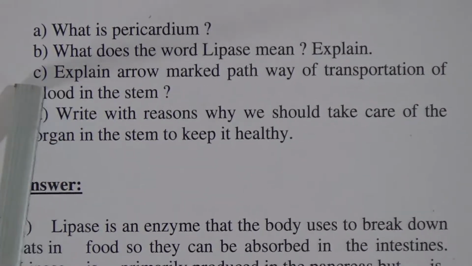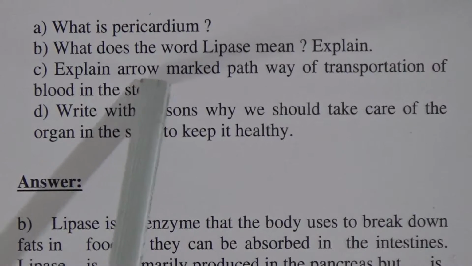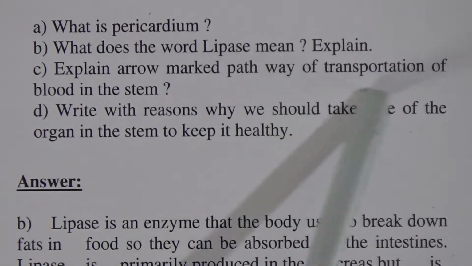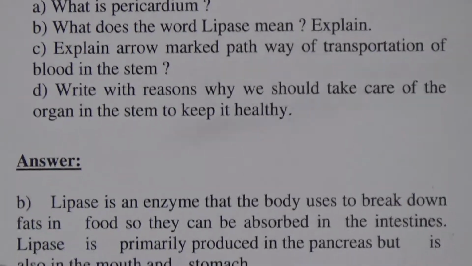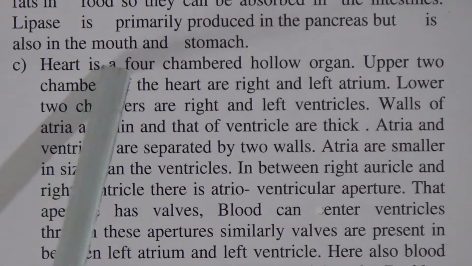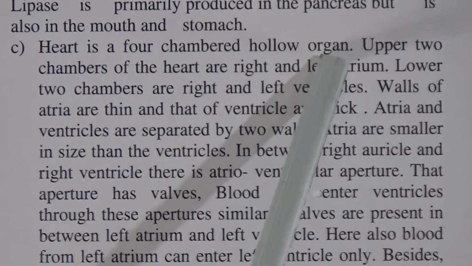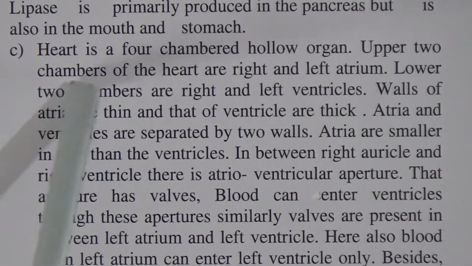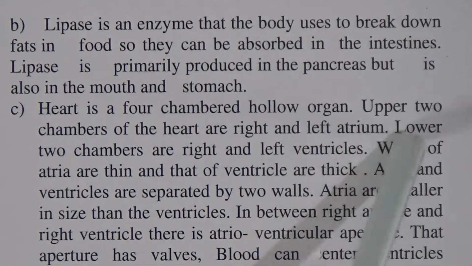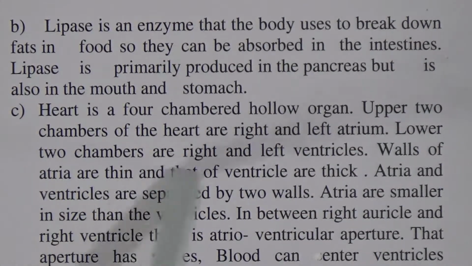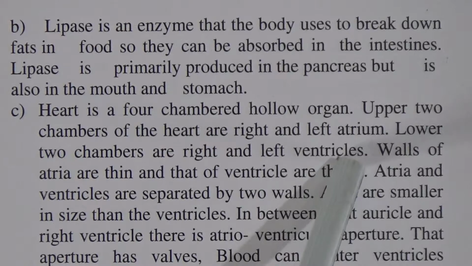Number question is, explain the arrow mark path of the transportation of blood in the stem. Heart is a 4-chamber hollow organ. Upper 2 chambers of the heart are right and left atrium. Lower 2 chambers are right and left ventricle.